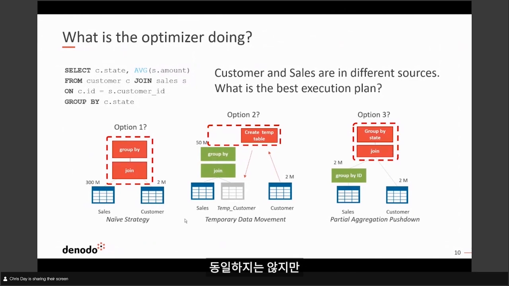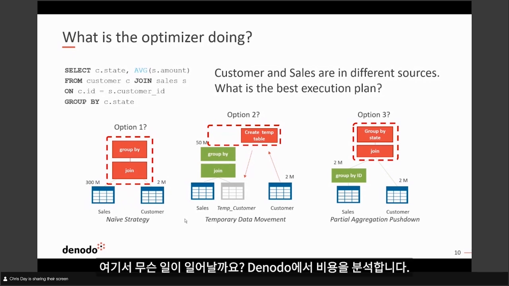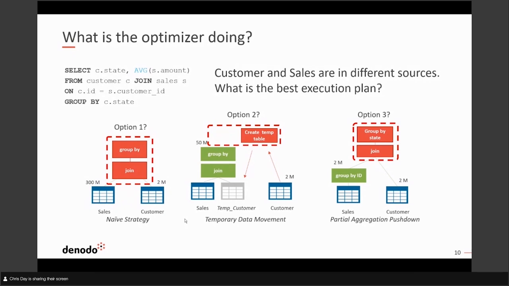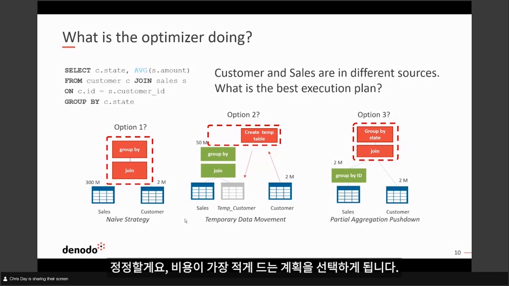This isn't the same query, but it's a very similar query. And here we can see 3 query plans. What will happen next is Denodo will cost them out, come up with the cost of executing these plans, and decide on the most efficient cost possible. Or, sorry, choose the plan that has the least cost.